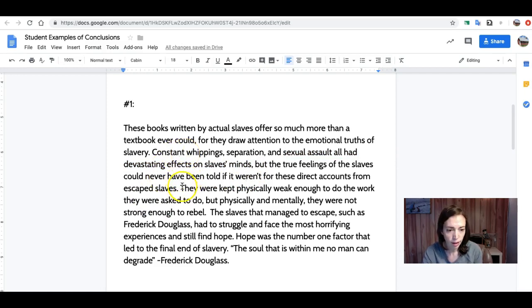It's great. Then he's talking about the fact that you've got these narratives. If it weren't for these direct accounts, we wouldn't know these things, right?